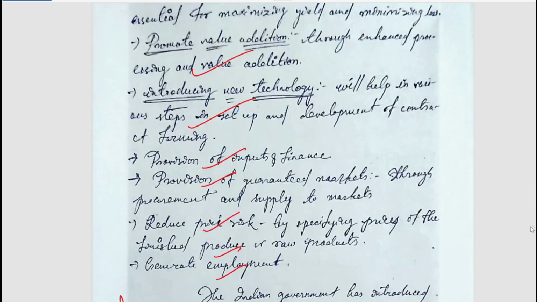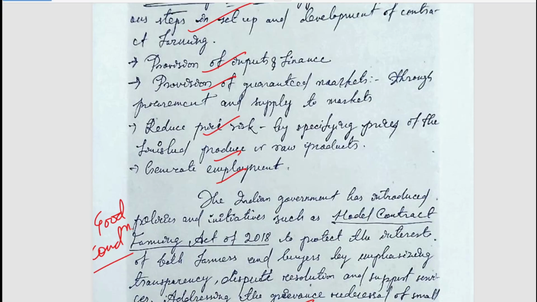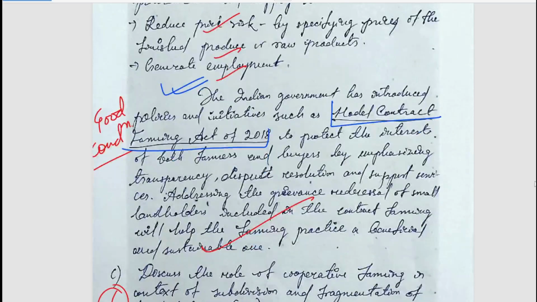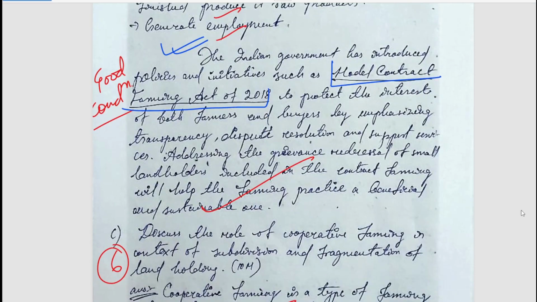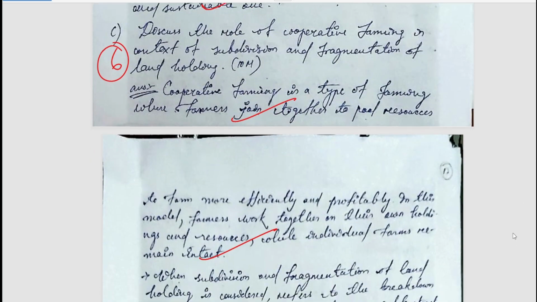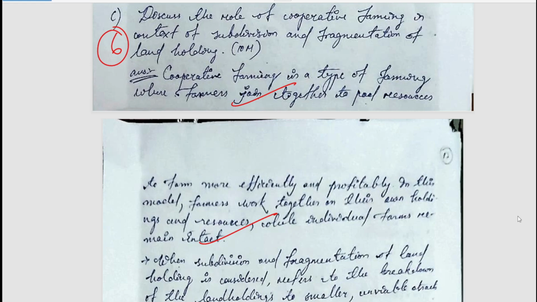Now let's move to the next question. You can see in the conclusion the student has mentioned the Model Contract Farming Act. All these things enhance your conclusion. Whenever you add certain themes, data, facts, or some positive statements, those are very good for a conclusion. Now let's move to the next question.